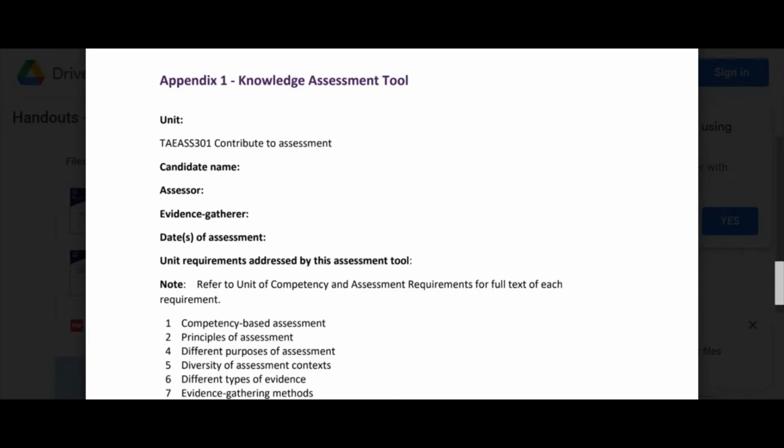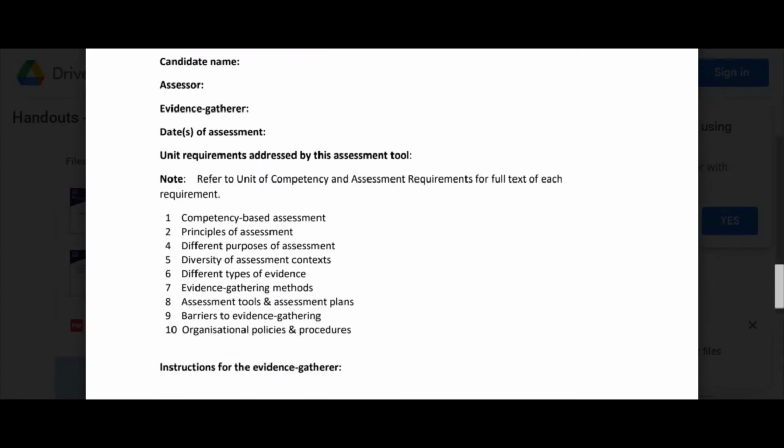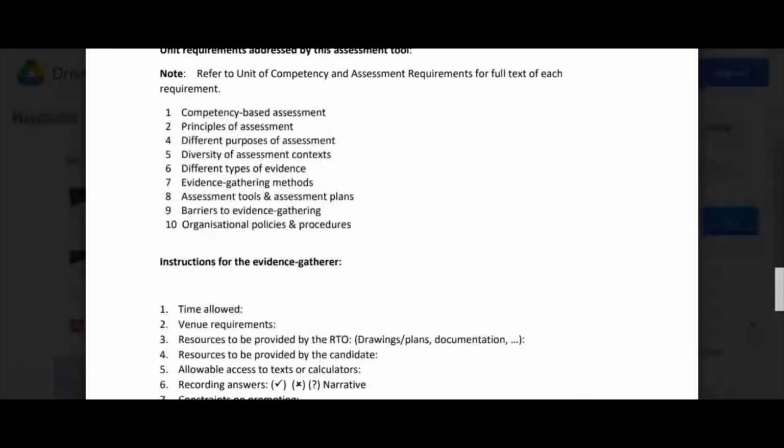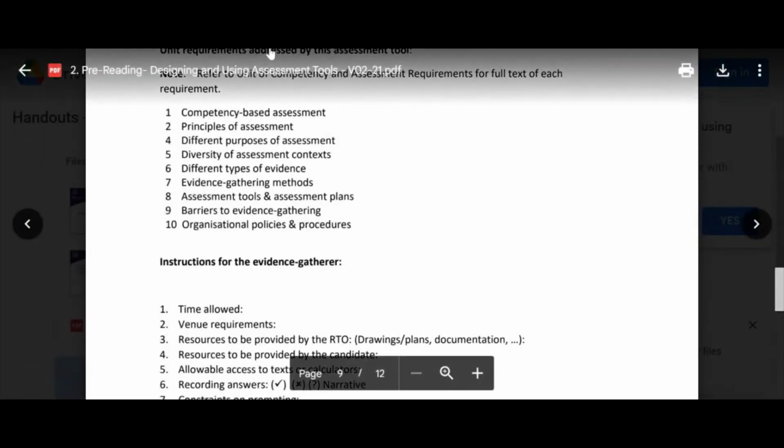And then you'd need to put their name down, dates of assessment, and you'd need to indicate what unit requirements were being assessed. And in this particular case, you would list the knowledge evidence requirements. And in this example, there are 10 evidence requirements. Now, some people say, oh, well, this means the student can cheat.